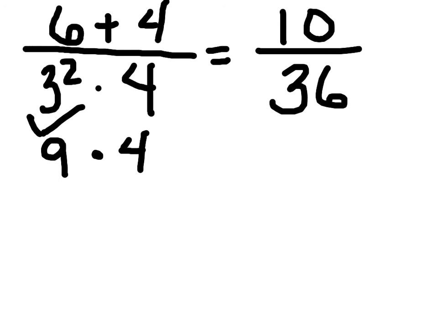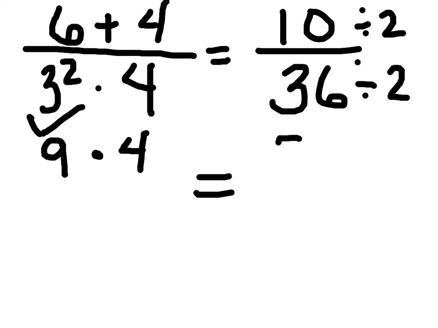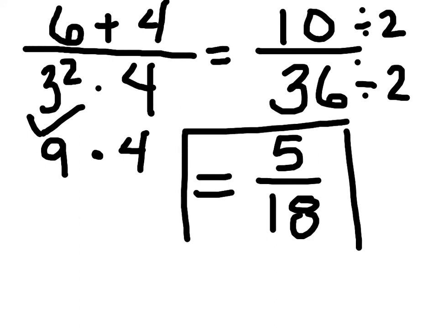If you left that answer, it's not mathematically incorrect, but it's not simplified. And most likely on some standardized test, one of the choices is going to be 10/36, and another choice is going to be the simplified version, which means you can divide 10 by 2 and 36 by 2, and you end up with 5/18. That's the most simplified correct answer.